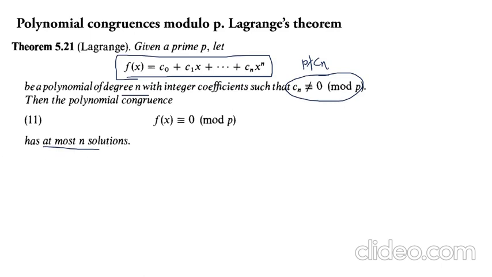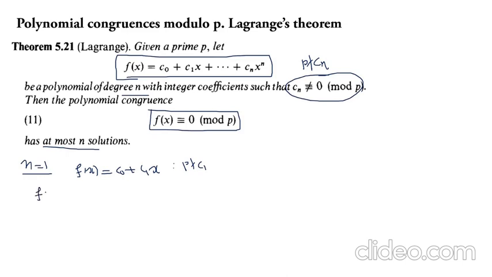So we use induction on n to prove this theorem. We start with n equal to 1. Then f(x) can be taken as f(x) = c0 + c1x, where p does not divide c1. Then we have to consider the congruence f(x) ≡ 0 mod p. We have to show that it has at most one solution, that is, it has only a unique solution.